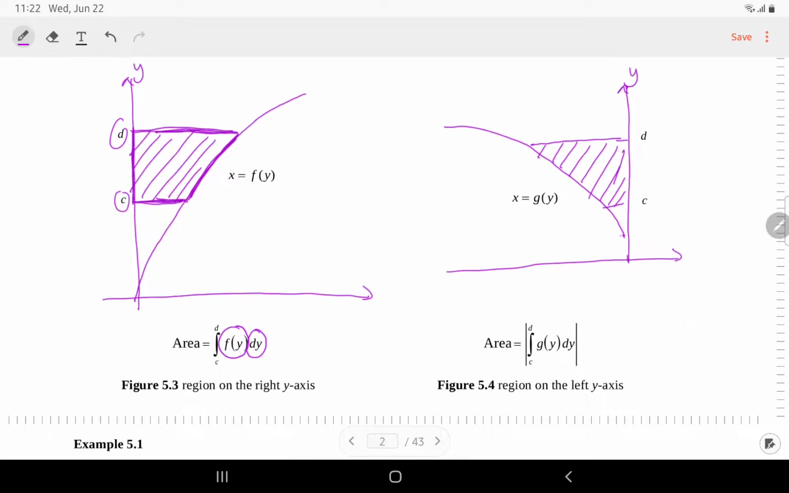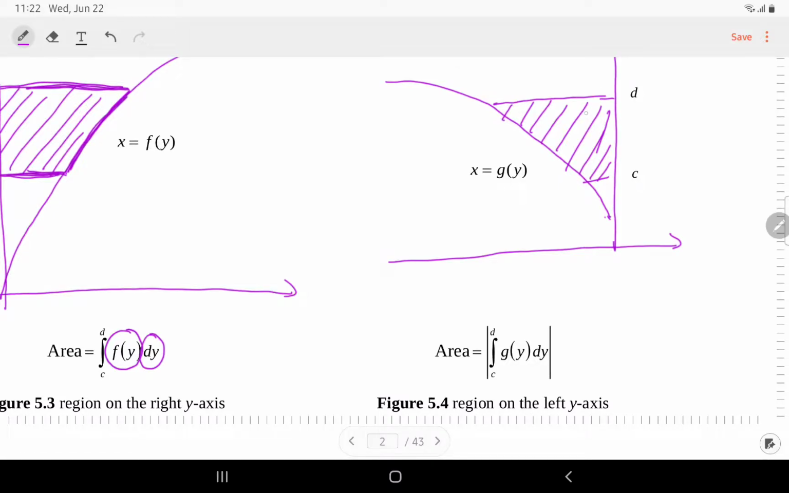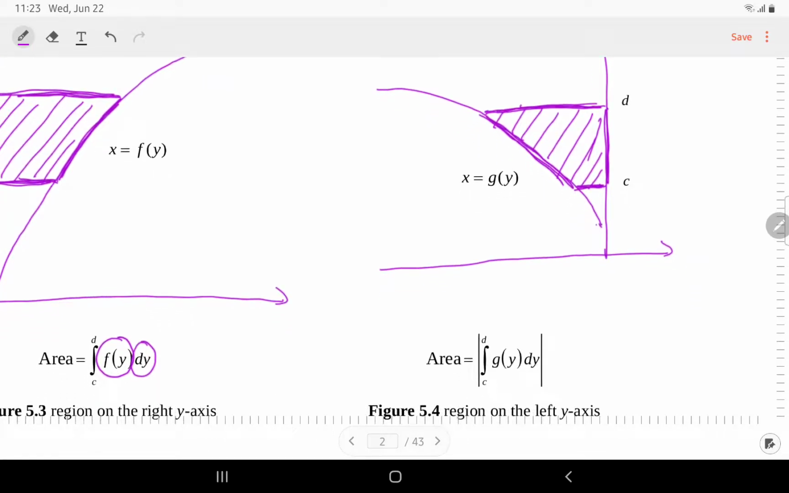Okay, in figure 5.4, the shaded region here is on the left of y-axis. Okay, sebelah kiri y-axis. It is bounded by y-axis, bounded by the curve, and bounded by y equal to c and y equal to d. Okay, so the formula will be, kita akan ada letak absolute value dekat sini. Okay, absolute sign. So kita integrate from c to d, and the function will be in term of y. Okay, variable dia variable y, and kita integrate the dy.